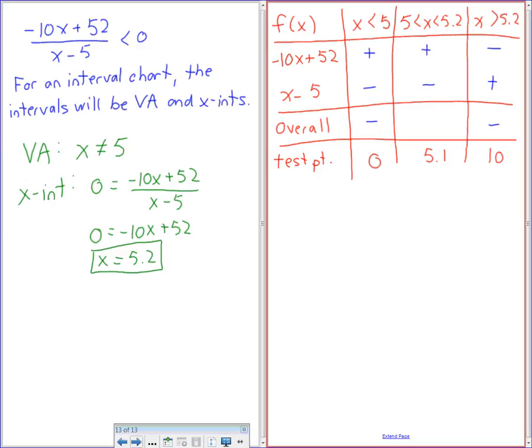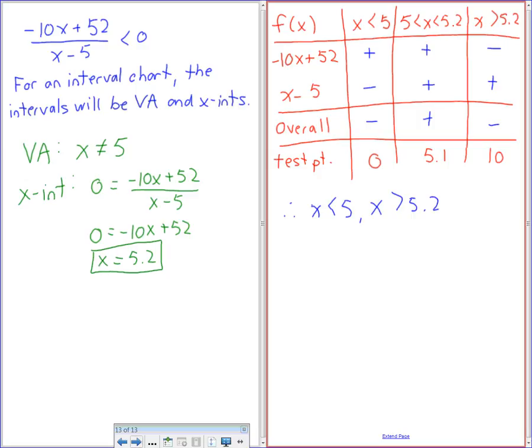Is that right? Are we good beyond that? Okay, good. So we want when this graph is less than 0. Therefore, what you're looking for is x is less than 5 and x is greater than 5.2. That's your solution right there.